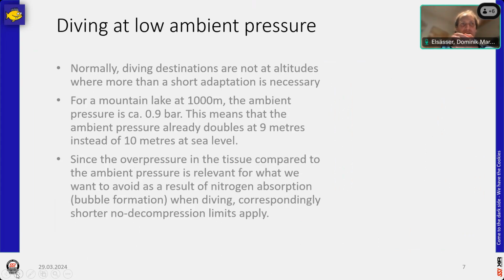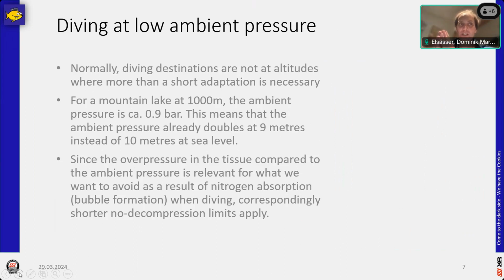Now, going back to this drop by 0.1 bar for 1,000 meters, this means, of course, at 1,000 meters, ambient pressure is 0.9 bar. And that means the absolute pressure already doubles at 9 meters diving depth in water, not at 10. And it triples at 18 meters and so on and so forth. Because ambient pressure is smaller, doubling and tripling happens at a bit smaller increase in diving depth. That's, I think, easy to understand.